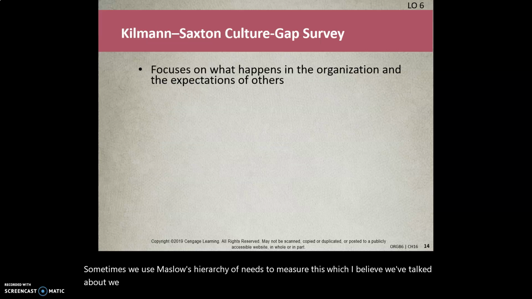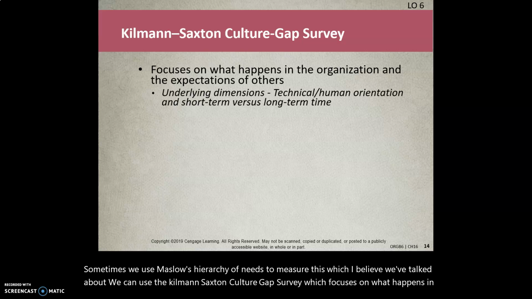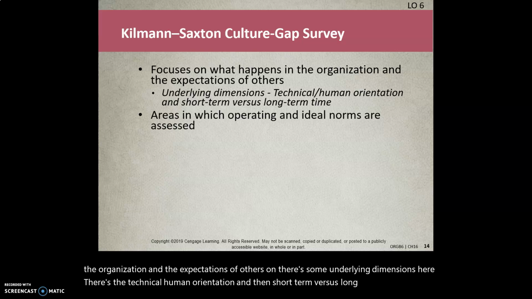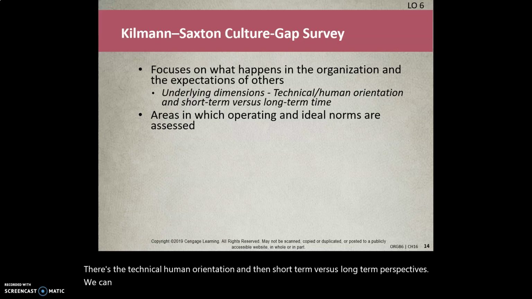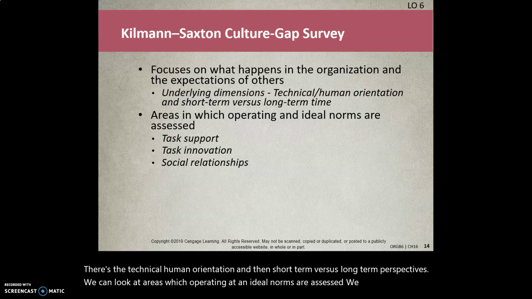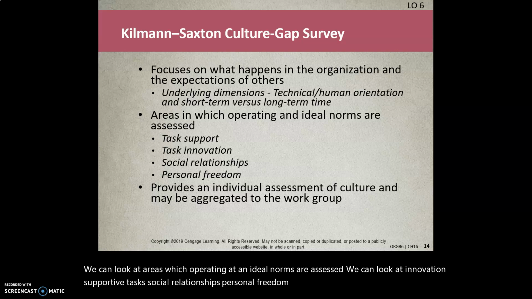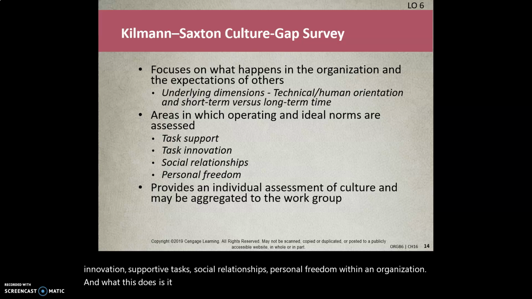We can use the Kilmann-Saxton Culture Gap Survey, which focuses on what happens in the organization and the expectations of others. There are some underlying dimensions here. There's the technical human orientation and then short-term versus long-term perspective. We can look at areas in which operating and ideal norms are assessed. We can look at innovation, supportive tasks, social relationships, personal freedom within an organization. And what this does is it provides an individual assessment of a culture, and this can also be done with a work group.